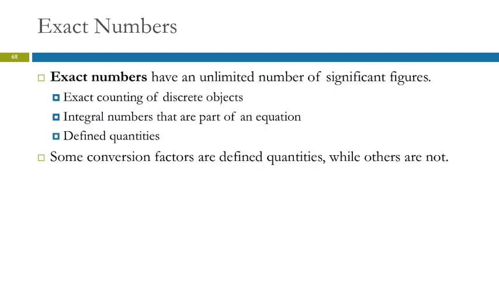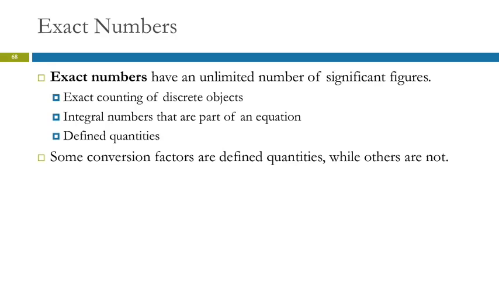So let's practice a little bit here. Oh, forgot about this one. Exact numbers. There are some numbers that are exact. And so how many significant figures would they have? Well, I guess you could say it would be infinite, right? Because they're exact. And examples of this, counting of discrete objects.